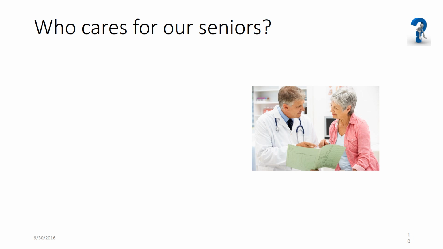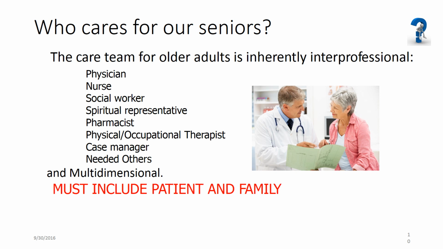When working with the older adult population, it is important to work with an interprofessional team. This team includes multiple professions that can help identify problems and help with the plan of care for an older adult. The most important part of the interprofessional team is the patient and their family.